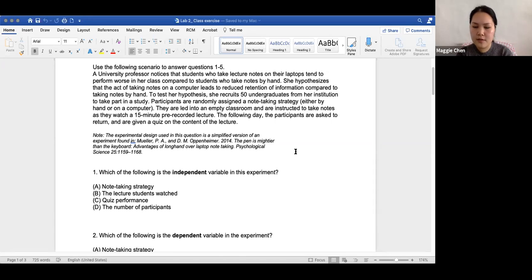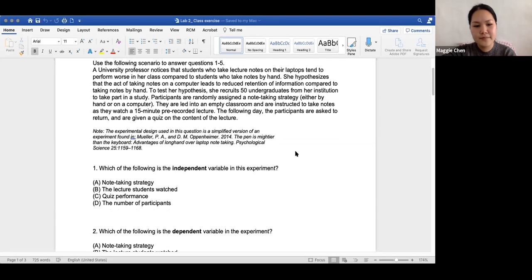So if we're thinking about the independent variable, what are we changing in our case study? We're not changing the lectures that students are watching, so we can cross out B. The quiz performance is based off of what we're changing, so we can take that out, and the number of participants doesn't change. So we would say A, our note-taking strategy, is our independent variable because we're changing how students take notes, either by hand or through their computer. So for question 1, our independent variable is A, note-taking strategy.